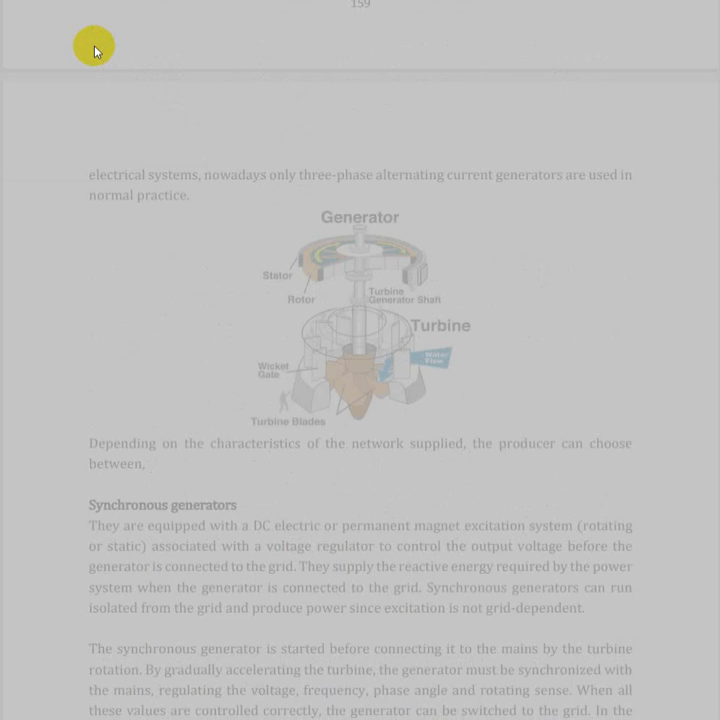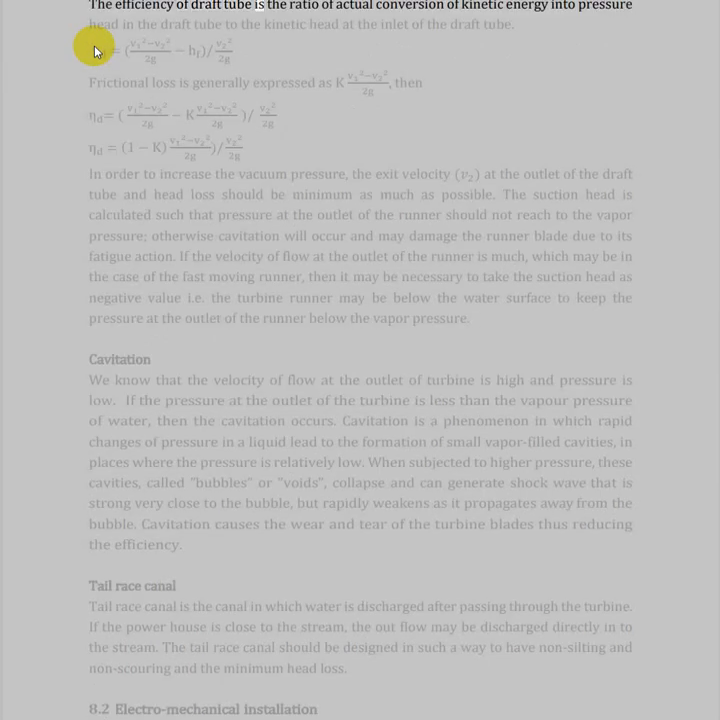The efficiency of draft tube is the ratio of actual conversion of kinetic energy into pressure head in the draft tube to the kinetic head at the inlet of the draft tube. Eta equals (V1²/2g minus V2²/2g minus h) divided by V1²/2g. If the frictional loss is generally expressed as k times V1²/2g, then eta equals 1 minus k minus V2²/V1². In order to increase the vacuum pressure, the exit velocity at the outlet of the draft tube and head loss should be as minimum as possible.